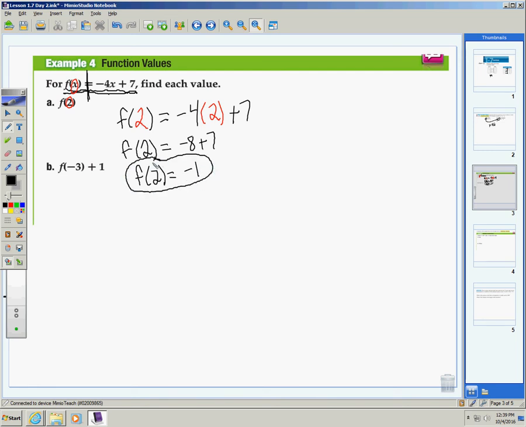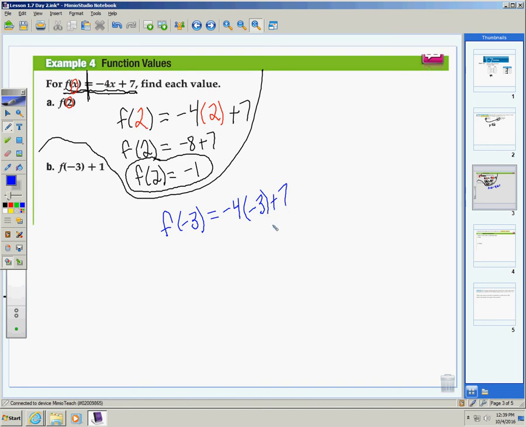Now this one looks a little bit more complicated. I'm finding f of negative 3, and then I'm adding 1 to it. So whenever you see a problem like this, where it's more than one thing going on, the first thing I want you to do is go ahead and find out what f of negative 3 is. So f of negative 3, notice I replaced the x with a negative 3. F of x is now f of negative 3. So my x's are all going to change to this negative 3. I have negative 4 times, instead of x, I'm going to write negative 3 plus 7. And then I just simply evaluate this.